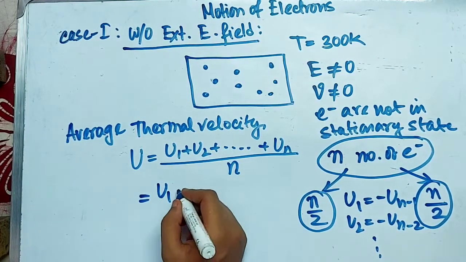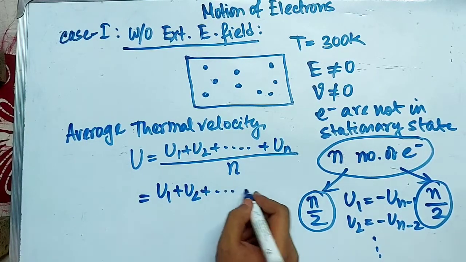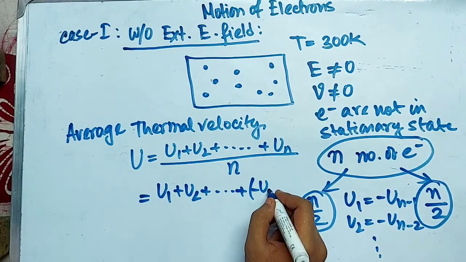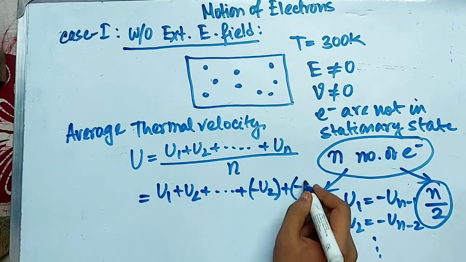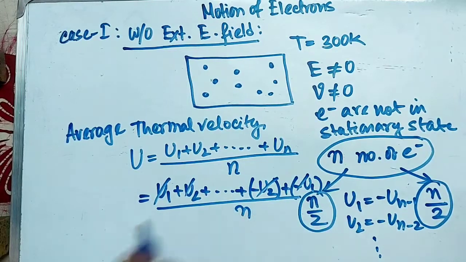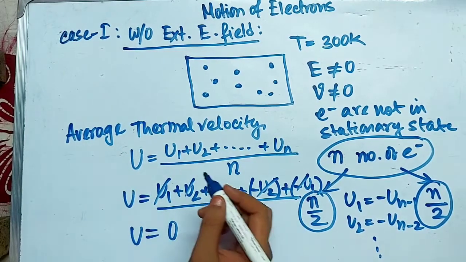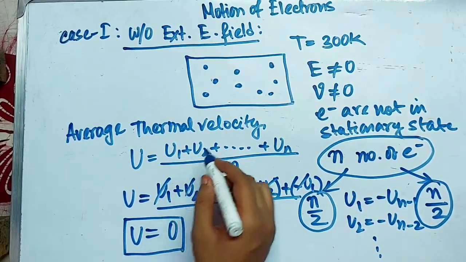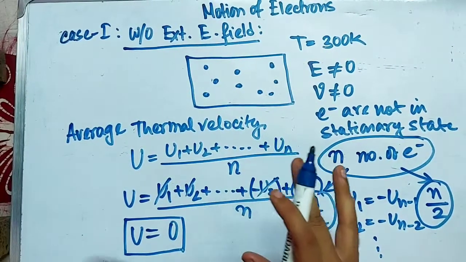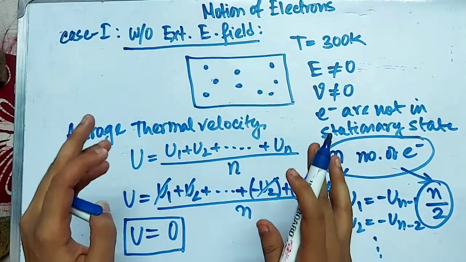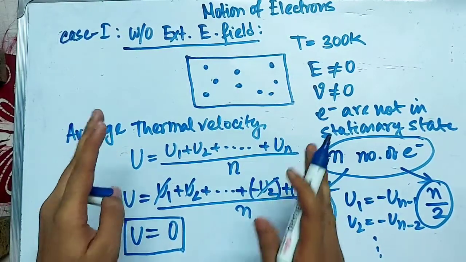That means u equal to u1 plus u2 dot dot plus minus of u2 plus minus of u1, divided by n, and all those will get cancelled with each other and will produce the result u equal to 0, which means the average thermal velocity is equal to 0. That means without applying any kind of electric field, it is not that electrons are in a stationary state. No, they are not. They are moving.